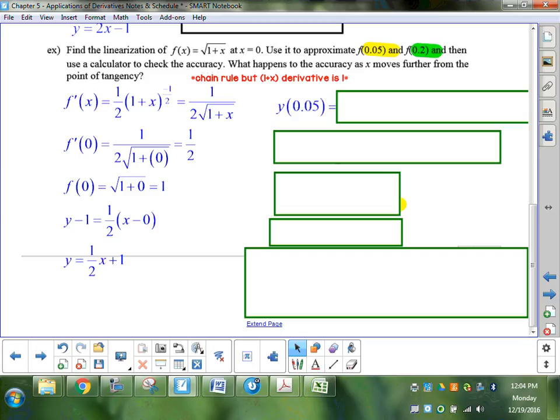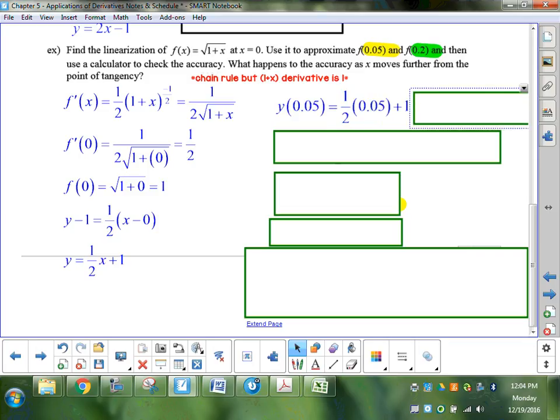A nickel, which is 5 cents, right? So now I need to take 1/2 times 5 cents and then add $1 to it. How much is 1/2 of 5 cents going to be? Hands up, please, if you can tell me. Or what's 1/2 of this value going to be?